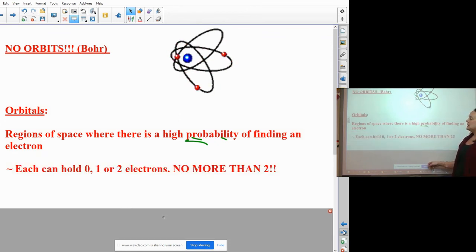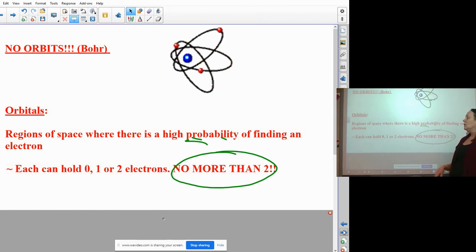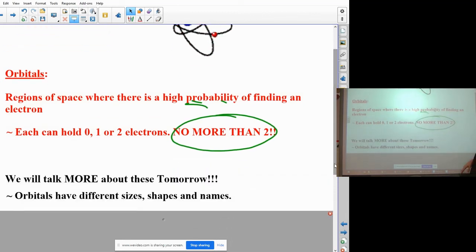Each orbital can hold 0, 1, or 2 electrons, but no orbital can hold more than 2. And there's a bunch of different shapes. They've done a lot of math to try to figure out how and why and exactly where. But this is a very complex idea, so we're going to talk about this a little bit more tomorrow when we can do so in person and get some questions answered. So orbits are out, predictable paths. What are in are these regions of space where there is a high probability of finding an electron.